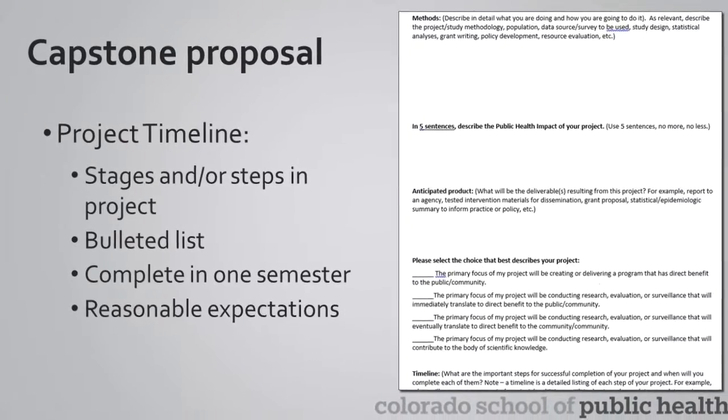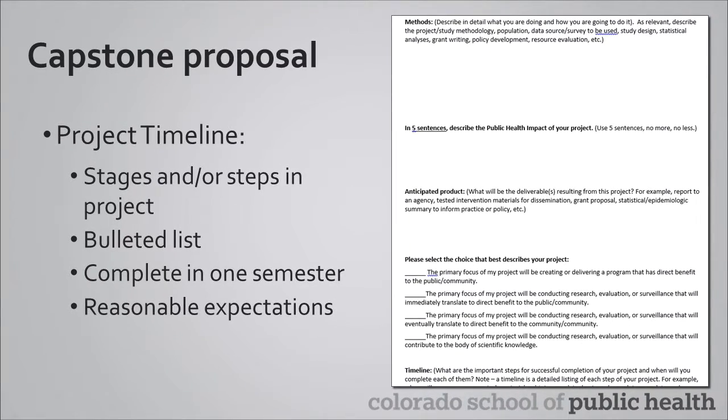In the timeline section, you'll describe the different steps or stages to your project. This does not need to be in paragraph form and can be listed using bullets. The purpose of this section is for you to think through all of the various steps that will be involved in completing your project and thinking about it with relation to your 1-semester time frame. We want to make sure that you and your preceptor are being realistic in your expectations and that the work can feasibly be completed within the allotted time available. If you have concerns about this section, please reach out to your advisor and they can help you think through what you can reasonably do in 1 semester.